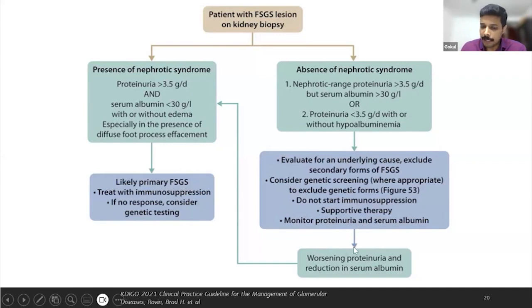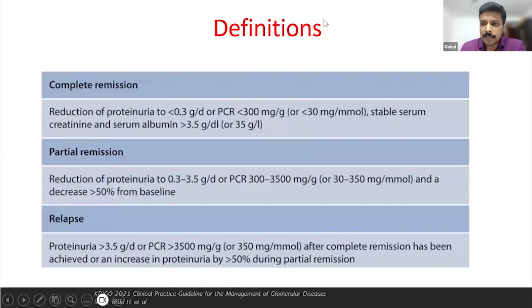And we have to follow up, and in case of worsening proteinuria and reduction in serum albumin, if the patient develops nephrotic syndrome, that is the time when we have to treat the patient. So these are some of the definitions.